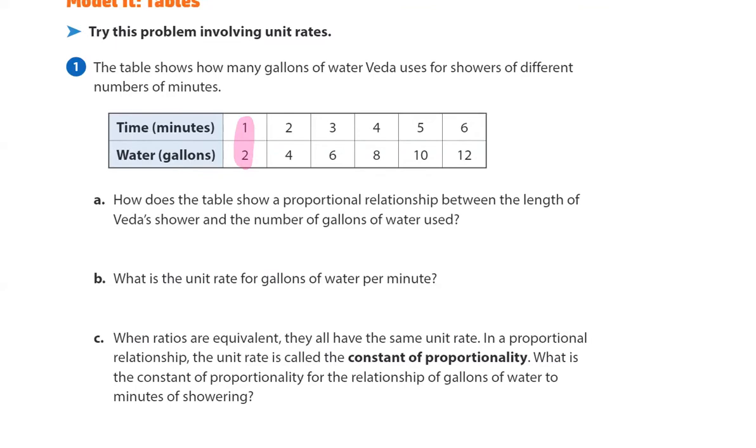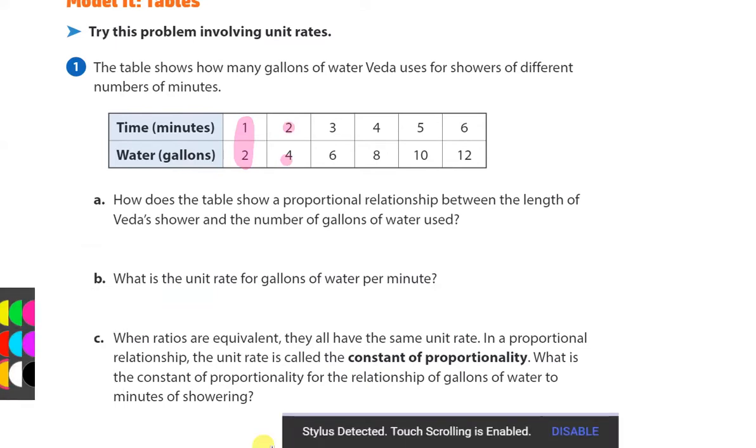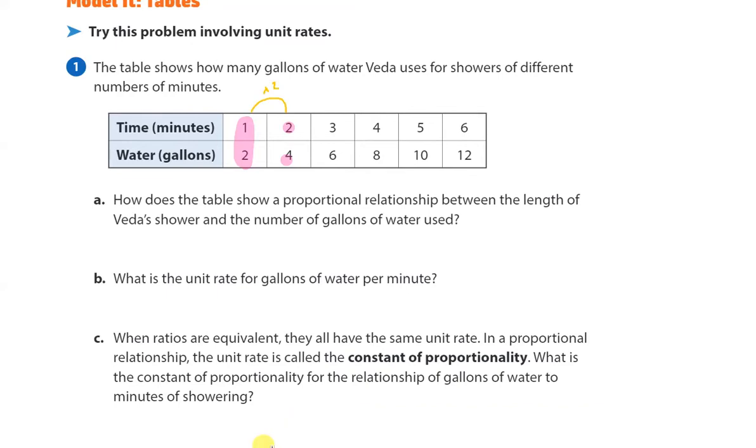And does that unit rate hold up? Is 2 gallons a minute proportional to 2 minutes, 4 gallons? Did they both multiply by the same amount? Yes. This is times 2, times 2. Did it hold up for 3 minutes? Times 3. Is this one times 3? Times 3. Yep, that holds up. And it's going to keep holding up.